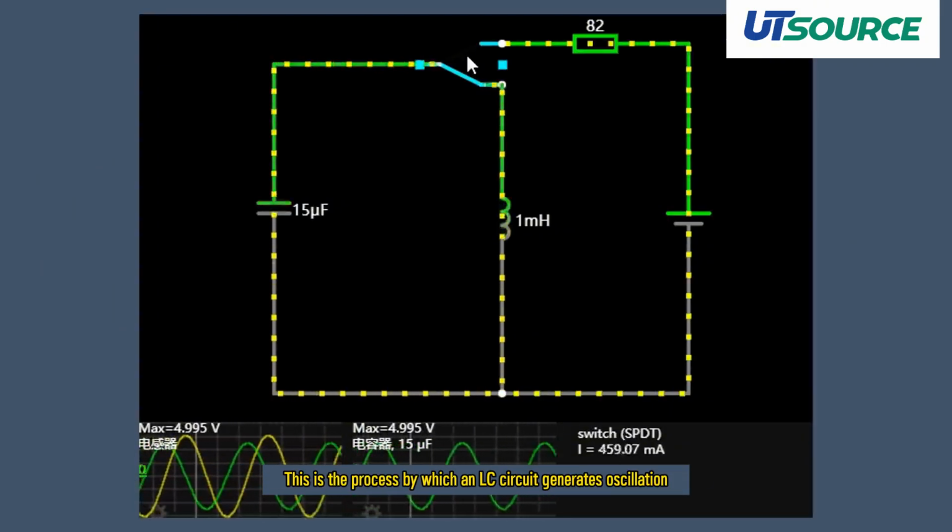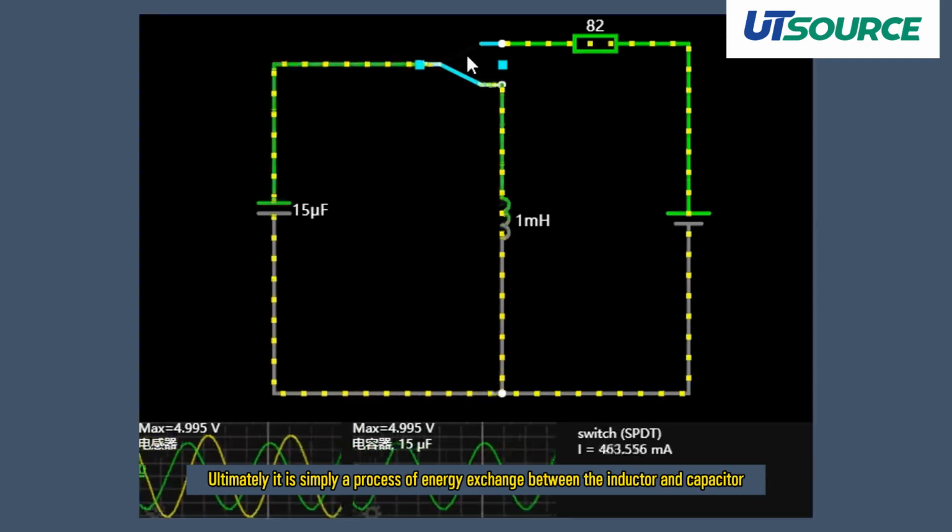This is the process by which an LC circuit generates oscillation. Ultimately, it is simply a process of energy exchange between the inductor and capacitor.